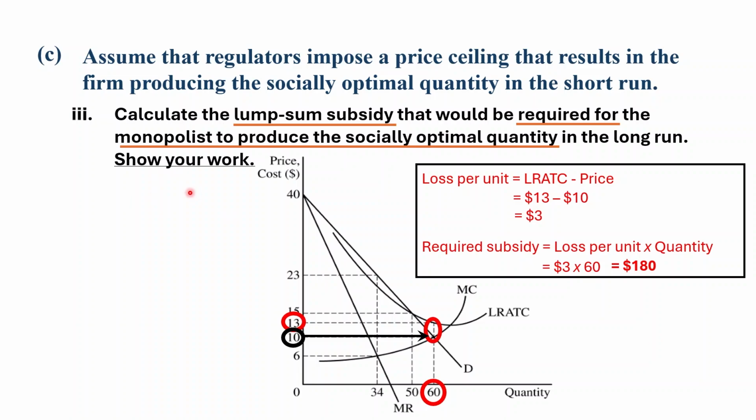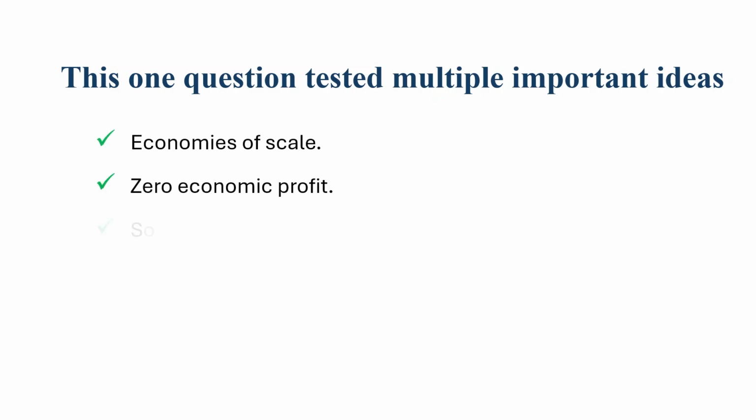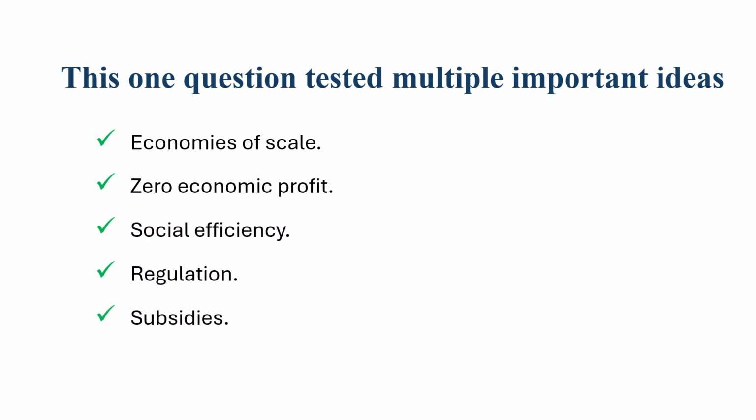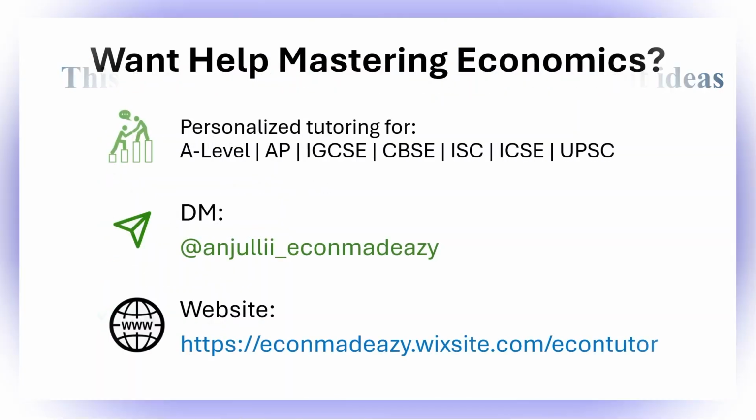Show your work. Remember, they have asked specifically to show our work in the question, so you should write all the steps. If you noticed, this one question covered almost the entire natural monopoly chapter: economies of scale, zero economic profit, social efficiency, regulation, and subsidies. If you can structure your answers clearly, you can earn every point.